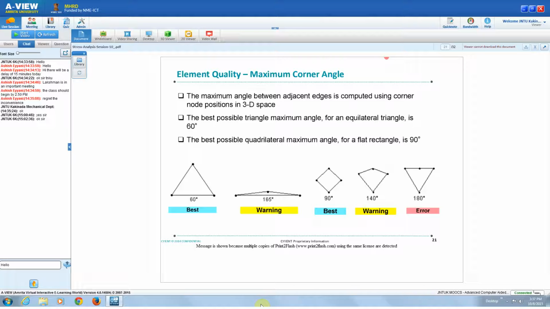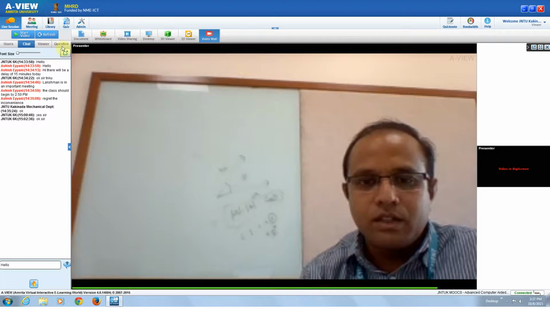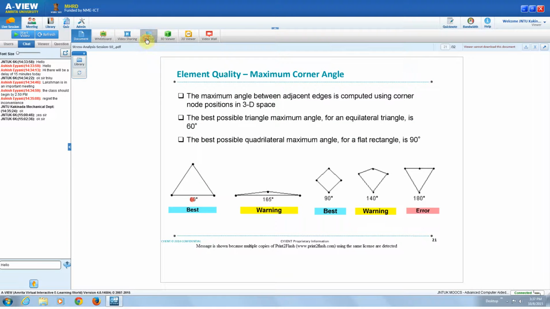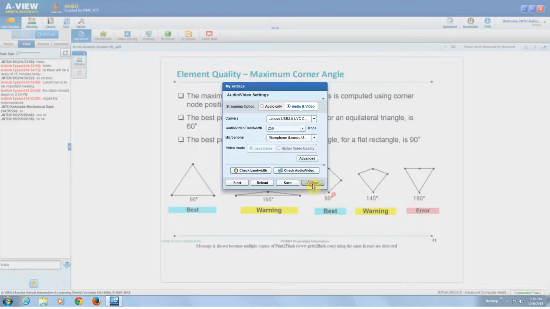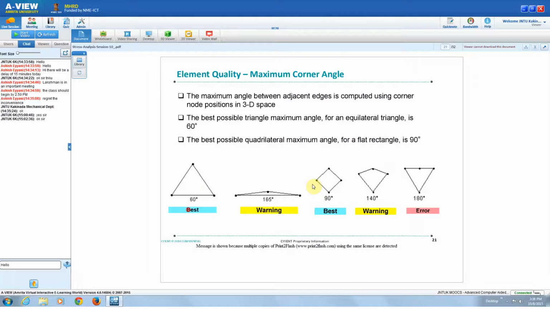Now coming to maximum corner angle, the maximum angle between the adjacent edges is computed using corner node positions. Basically, it will check the angles at the corner nodes. The best for tria is 60 degrees and best for quadrilateral is 90 degrees. So maximum corner angle 60 for tria is the best. Maximum corner angle 90 degrees is best for quadrilateral.